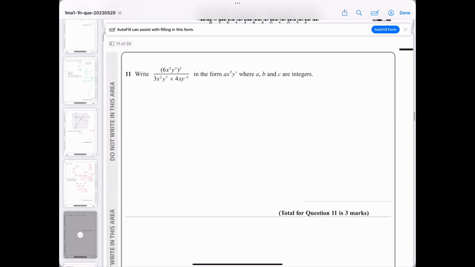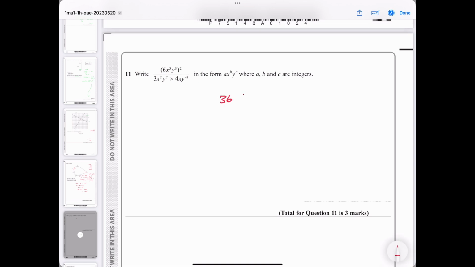Write this in that form where A, B, and C are integers. Let's start by doing the top first. Let's square all the things in that. So 6 squared is 36. x to the 5 times 2 is x to the 10. And y to the 6. So that's what we get on the top.